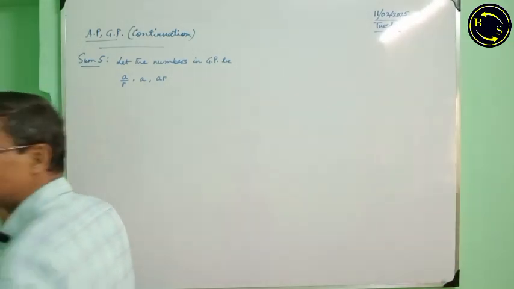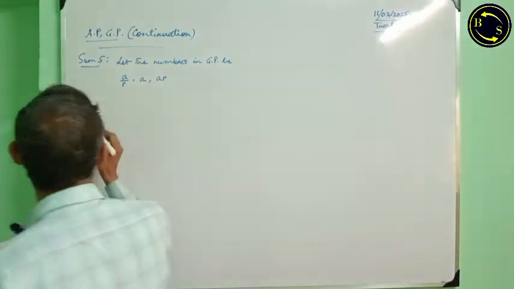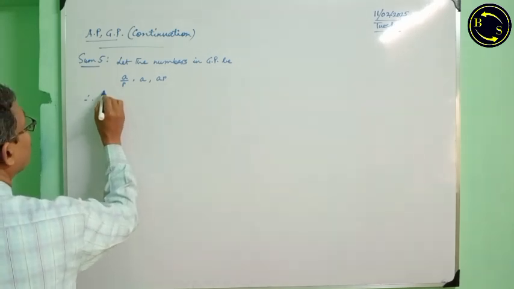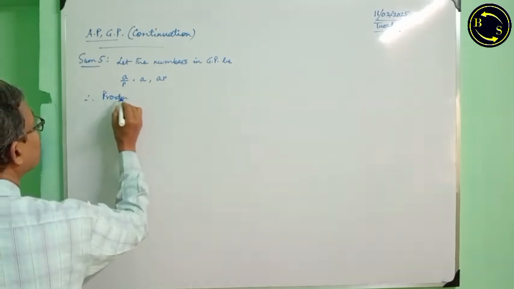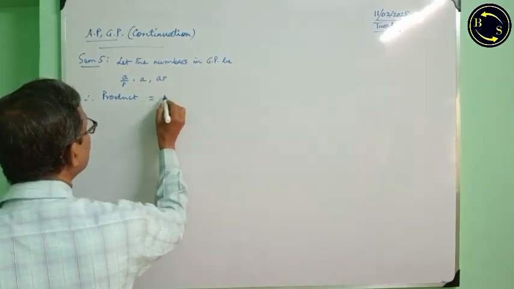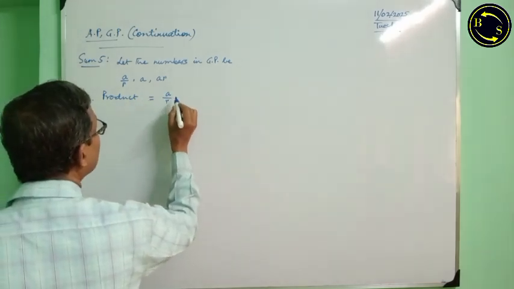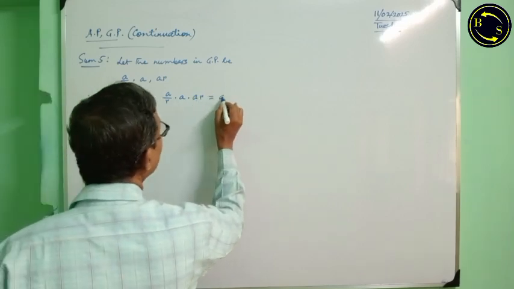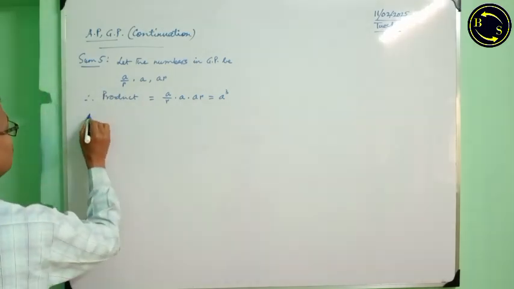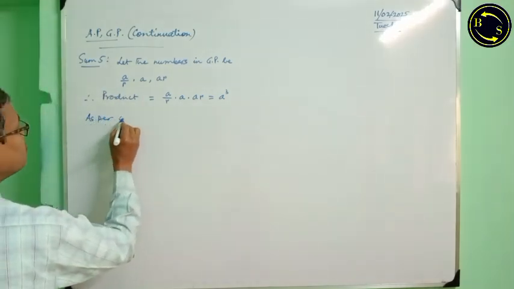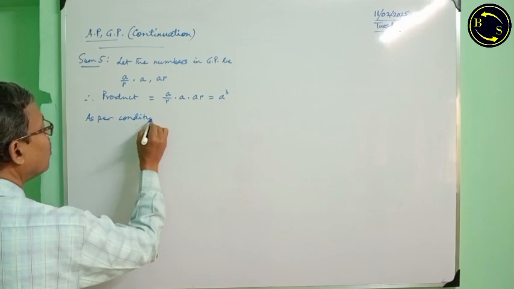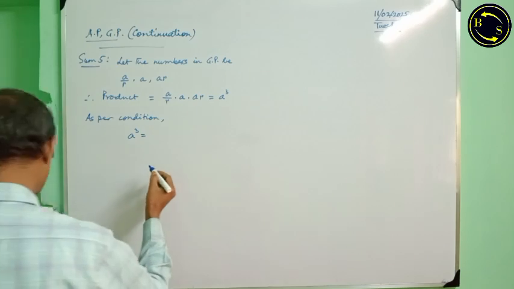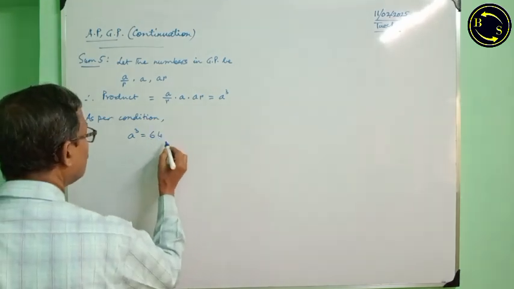Therefore, product is equal to A by R into A into AR is equal to A cube. As per condition, A cube is equal to 64.